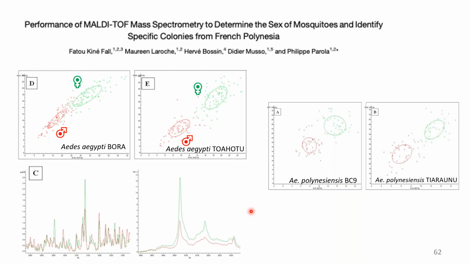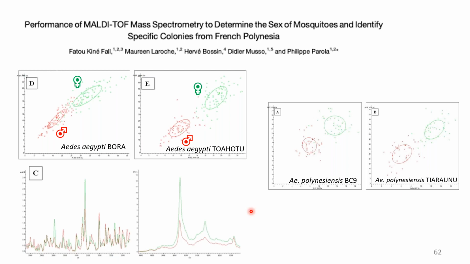Before we get to that distinction, we decided to just have a look at whether MALDI-TOF would be able to distinguish male from female mosquitoes. Any entomologist would look at it and say that's a bit useless, it's very easy to distinguish a male from a female. But by doing so, you allow someone that has no entomological training to distinguish the sex of a mosquito. And of course, it's really important for mosquitoes since only females feed on blood.